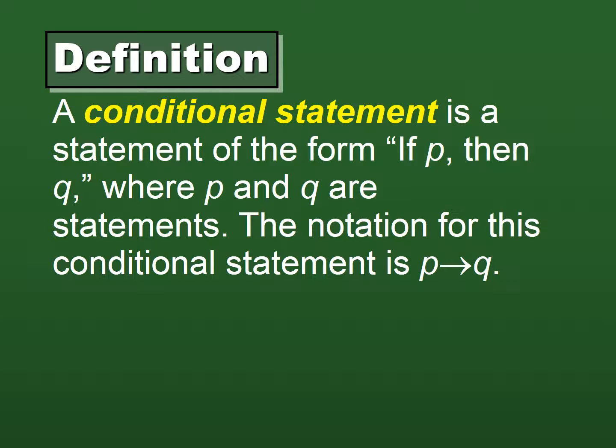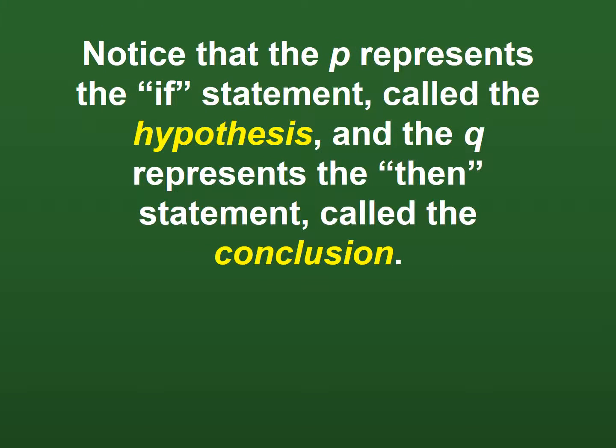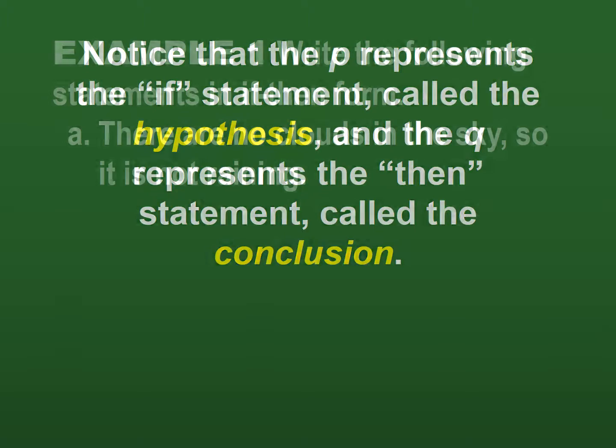So a conditional statement is just a statement where you have a hypothesis and a conclusion. So usually we use the symbol P for your hypothesis and a Q for your conclusion. So we can say if P, then Q. And then the notation, so you don't even have to write any words, would be P and then an arrow Q. You can also say P implies Q. So another word for a conditional statement is an implication because P implies Q. So the P represents the if or the hypothesis and the Q represents the then called the conclusion.